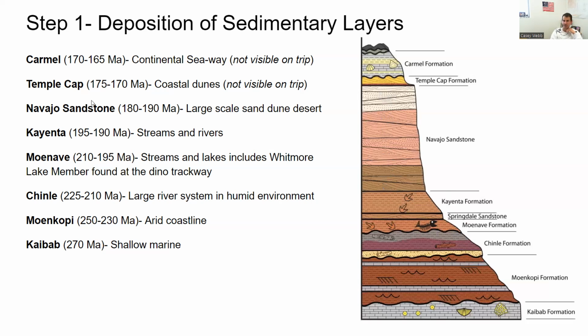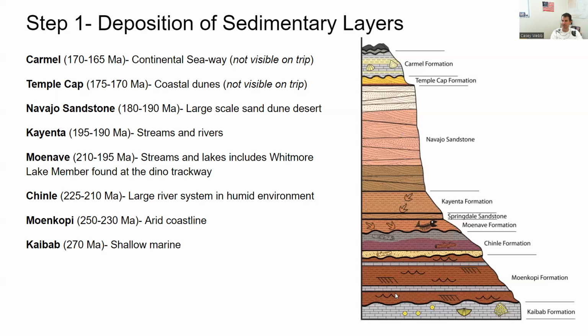All right, then we have the Temple Cap Formation that's just above the Navajo. Also some sand dunes in there, but these aren't part of a sand dune desert. These are coastal dunes, so like beach dunes. And then we see that there was a seaway that worked its way inland to deposit another layer of marine limestone called the Carmel Formation. We did not see either of those on either of our field trips, but they are there in this stratigraphic record.